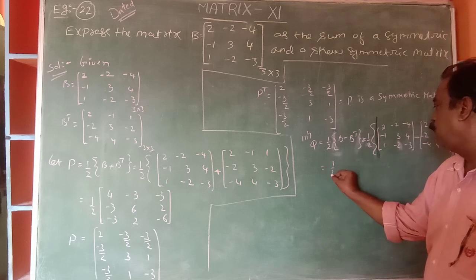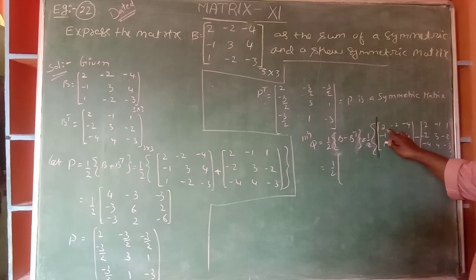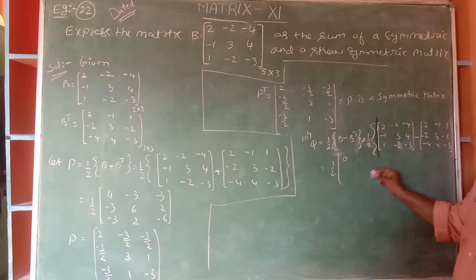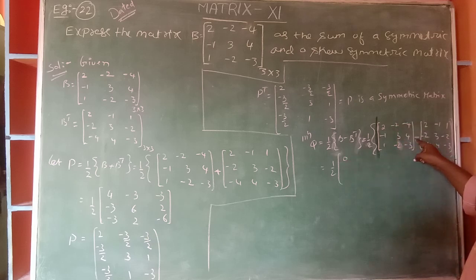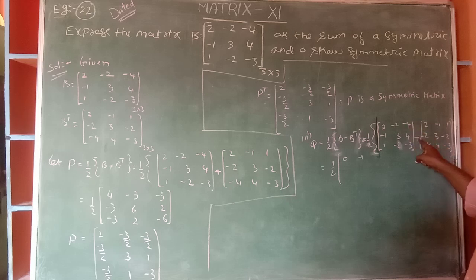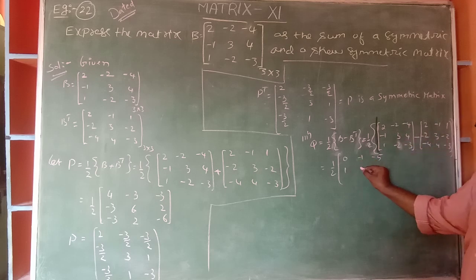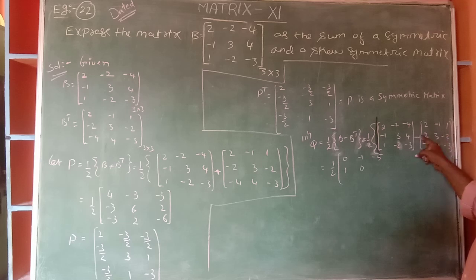Now this is 1 by 2. Here it is a difference. You see that? 2 minus 2 is 0. Minus 2 minus of minus 1 plus 1, minus 2 plus 1 is minus 1. Okay? Minus 4 minus 1 is minus 5. Be careful. Minus 1 minus of minus 2, minus 1 plus 2 is 1. 3 minus 3 is 0. 4 minus of minus 2, 4 plus 2 is 6.